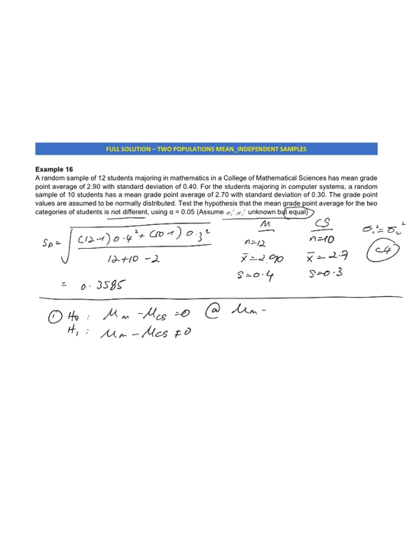Okay, now boleh kita buat 5 step tu. Step yang pertama, H0 H1. Dia nak tengok sama ada mean GPA untuk maths students equals mean GPA of computer system student. Okay, mu maths minus mu CS equals to 0 versus mu maths minus mu CS not equal 0. Ataupun awak boleh buat mu math equals to mu CS versus mu math not equal mu CS. So this one is two-tailed.